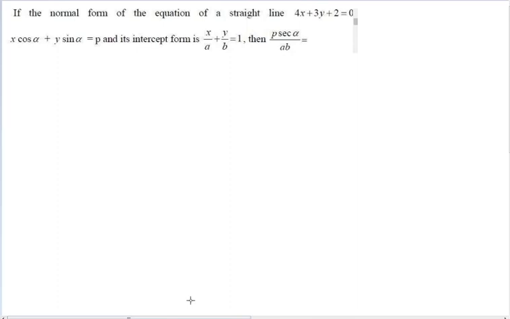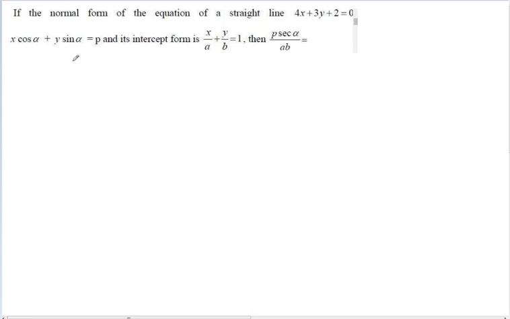If the normal form of the equation of a straight line 4x + 3y + 2 = 0 is x cos alpha + y sin alpha = p, and its intercept form is x/a + y/b = 1, then p sec alpha / ab is equal to dash.